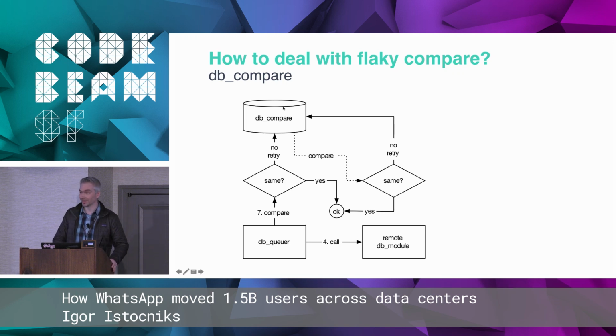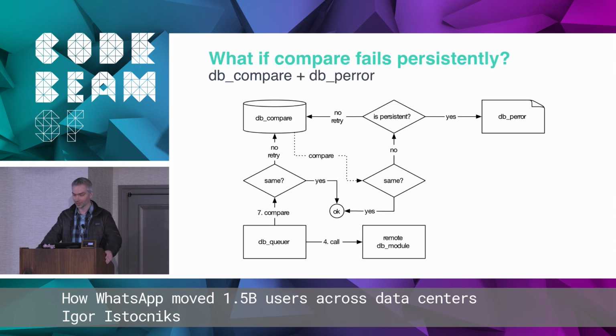Well, the same issue applies here. What if the key is not the same for a very long time, right? What if it's been a day and the key is still not the same? Probably worth putting it into the same persistent error log that we talked about before. So if the key is not the same, we check if it's been a day. If it's been a day, yeah, it's probably not worth retrying it again. And we'll put it in the log, look at it, and figure out what to do next.